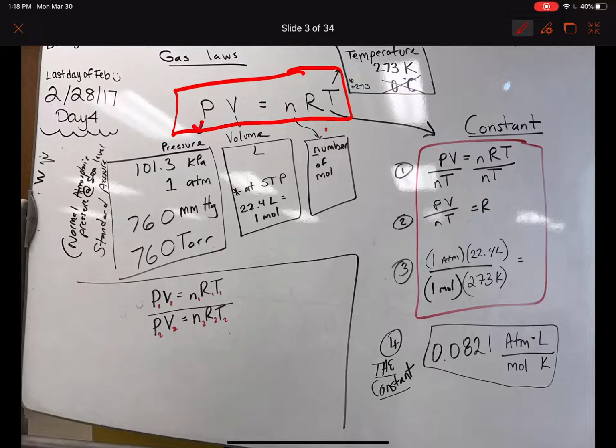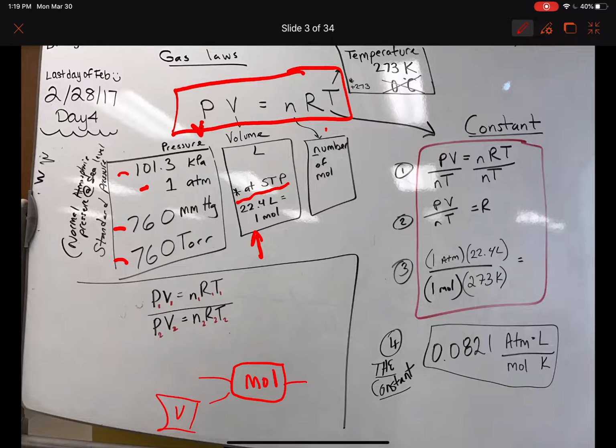So P is your pressure, and these are your options for pressure. It can be in kilopascals, ATM, millimeters of mercury, or torr, and these are the corresponding numbers that go along with it. L is for volume. And here we have it at STP: 22.4 liters equals 1 mole, which I think we talked about in the mole chapter when we were doing the mole flow chart. We should have had volume for one of those, and that's 22.4 liters equals 1 mole.